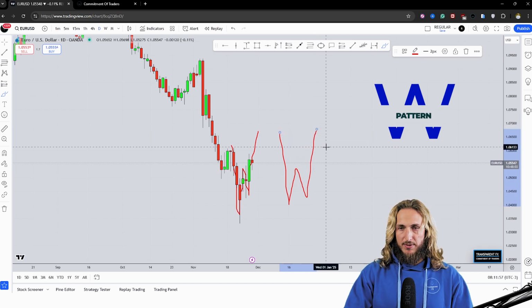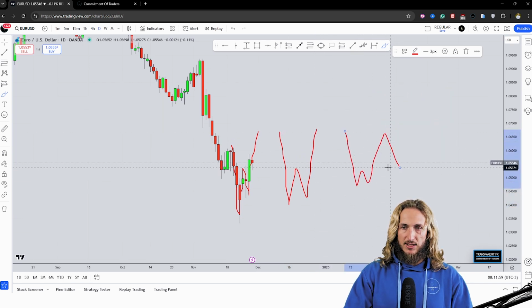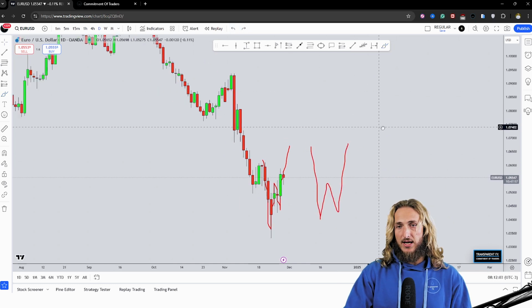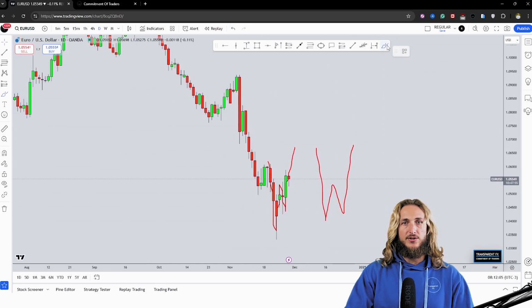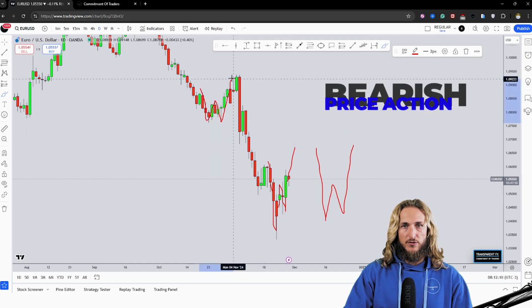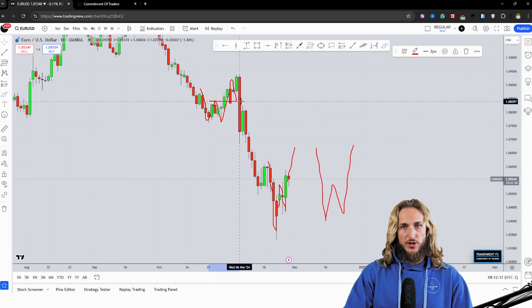Now, when there is such a pattern, there's an increased probability of seeing a potential rejection to the downside and completion at the neckline. It's not every time, but in my experience, when there is such pattern, there is then an increased probability of seeing a push lower. We can see, for example, this W formation here. After that, we had the rejection to the downside, completing the pattern at the neckline.